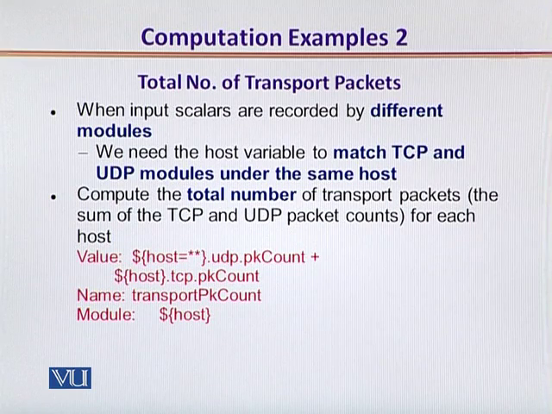For example, if a certain host is running FTP, FTP uses TCP. Similarly, if there's another application running on the same host, such as TFTP, the Trivial File Transfer Protocol, it uses UDP. But since both of these, FTP and TFTP, belong to the same host, we need a mechanism such as the one shown here, where the host is declared to be a certain host, and only then are its packets for TCP and UDP counted.